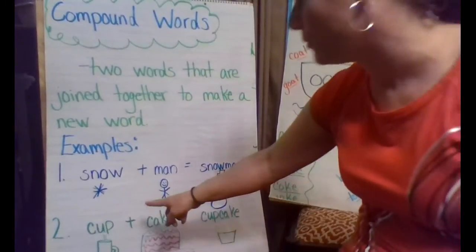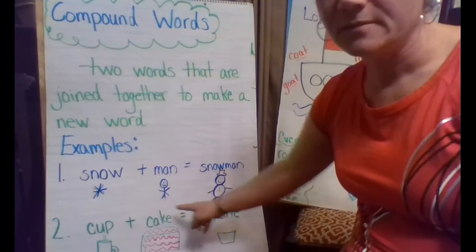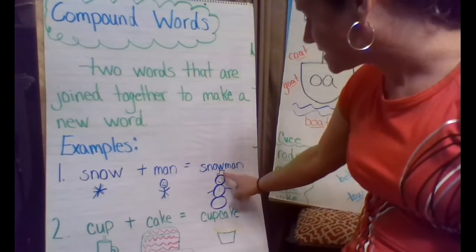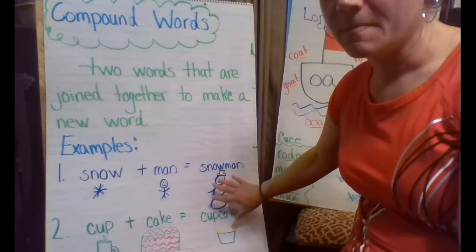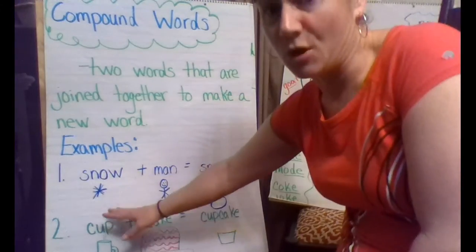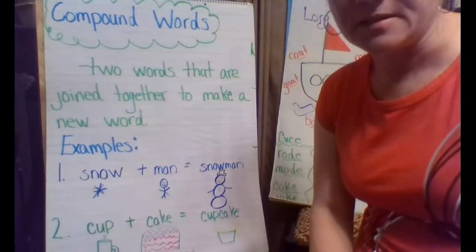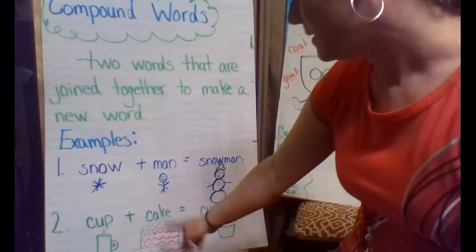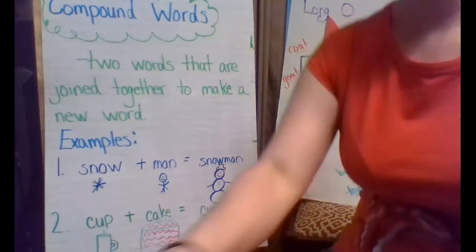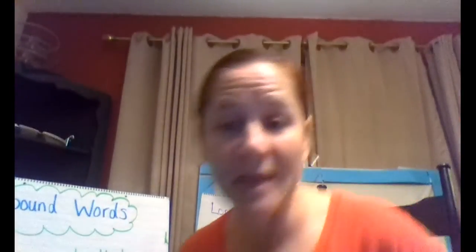So some examples I gave were snow and man, snowman. But if I separate these words, boys and girls, they're separate. It's snow, a part of weather, and a man. And then I also have down there, let's see if you can see, I have cup and I have cake. So together, it's cupcake. So compound words are one of my favorite things to do.